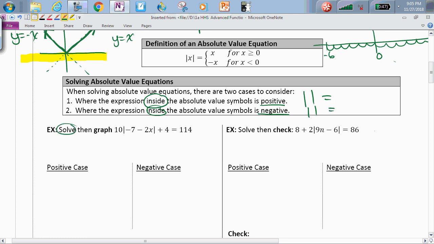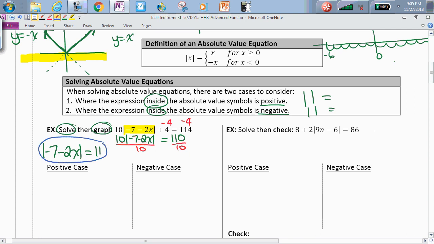Okay, so this problem here, we're going to solve and then graph: 10 times the absolute value of negative 7 minus 2x, plus 4, equals 114. Our job is to isolate the absolute value first before we do anything else. So we subtract 4 from both sides, and we're left with 110 on the right side. Then we need to get rid of this 10, so we divide both sides by 10. That gets us the absolute value of negative 7 minus 2x equals 11, and this is the problem we're going to work on solving.